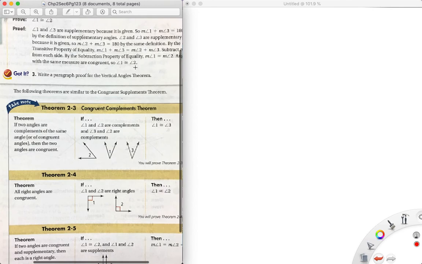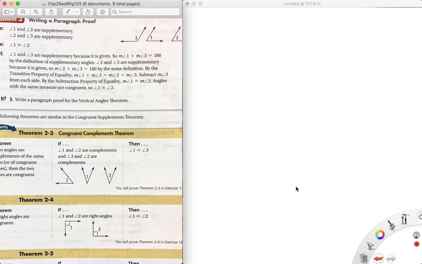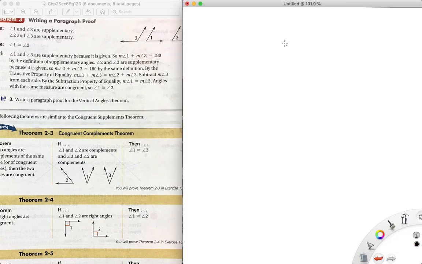Alright, so they want you to write a paragraph proof. Again, like I said, usually when I do these, I write them as two-column proofs first, so I'm going to do it that way. They already give you the proof, but I'm going to write this as a two-column because it's good to know this as a two-column because you might see it on the test. This is the proof for congruent supplements theorem.